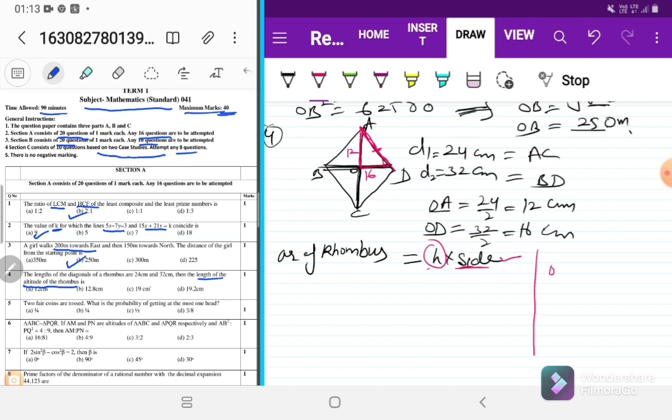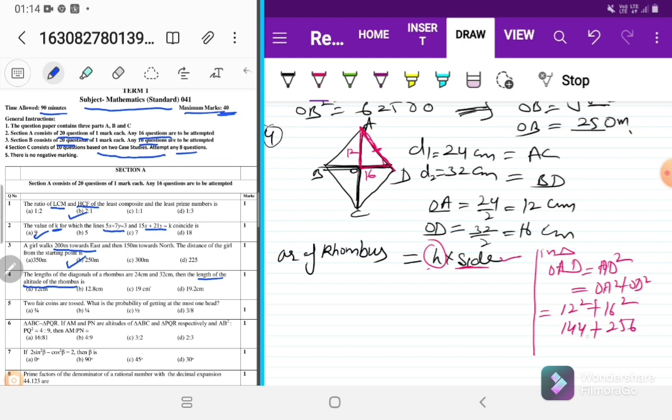So in triangle OAD, by applying Pythagoras, AD square is equal to OA square plus OD square. So OA is 12, so 12 square plus 16 square. 12 square is 144, 16 square is 256.